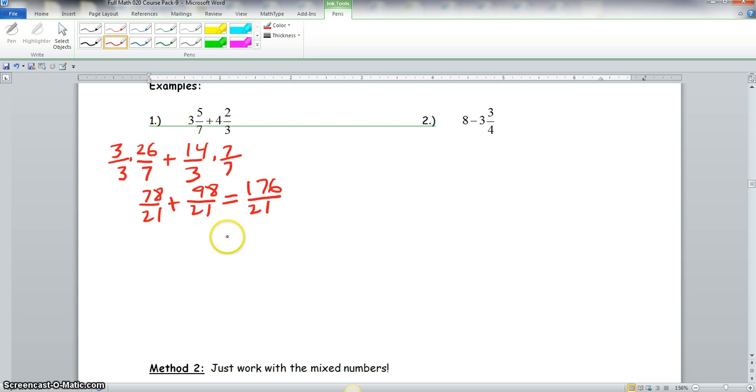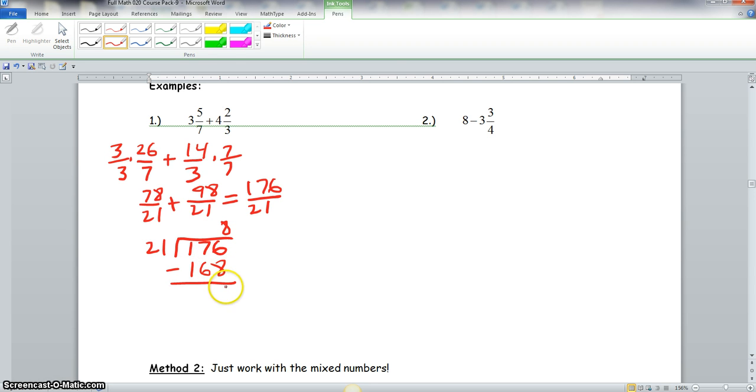Now we look here. Now we could take 21, because this is a larger number here, let's go ahead and divide 21 into 176 to see what our whole number would be. 21 goes into 176. It looks as though it goes 8 times. 8 times 21 is 168.